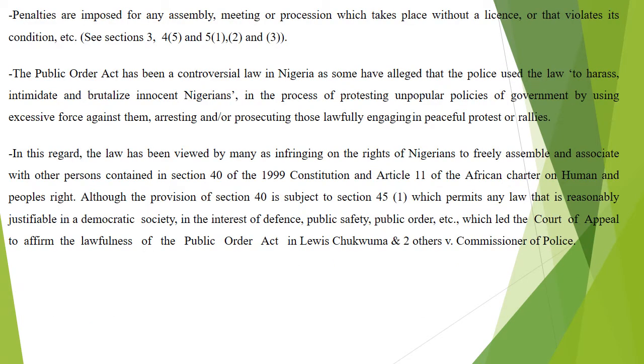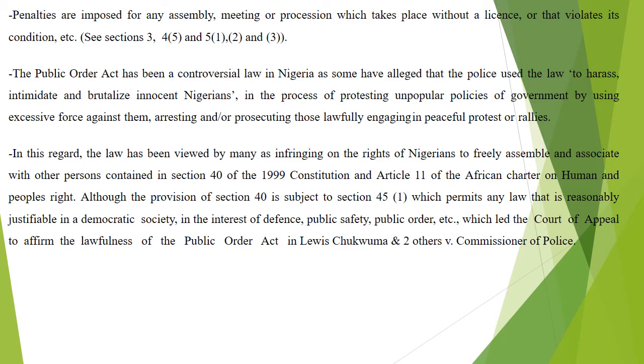Now, all the cases are tending towards the point that yes, the governor of a state has the right to ensure that everybody that wants to go into procession or gather together does so in a lawful manner. At the same time, the cases are to the point that on the issuing of a license, the public or citizens no longer need to get a license before they can carry out a peaceful procession. But like I said before, this is still subject to Section 45, subsection 1 of the Constitution.